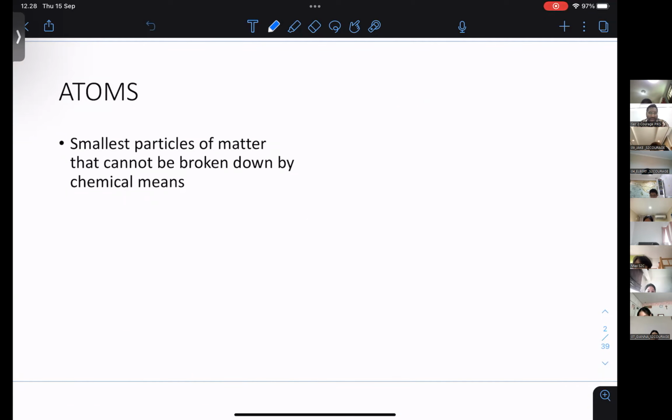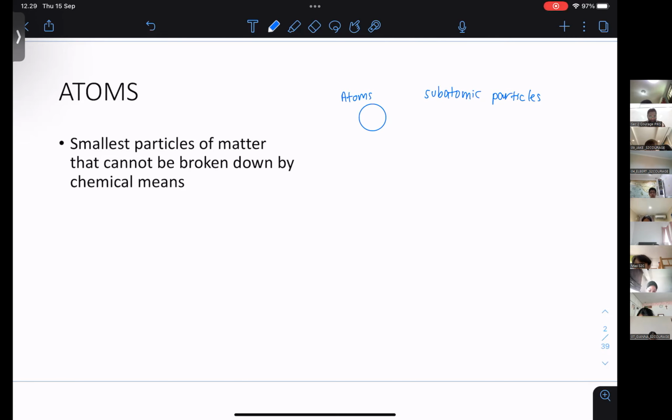But do remember, I also mentioned in class that even though you cannot break down atoms, atoms also have subatomic particles, which is what we are going to learn after this. It means even though you cannot break them down using chemical means, these atoms have smaller parts, smaller components.